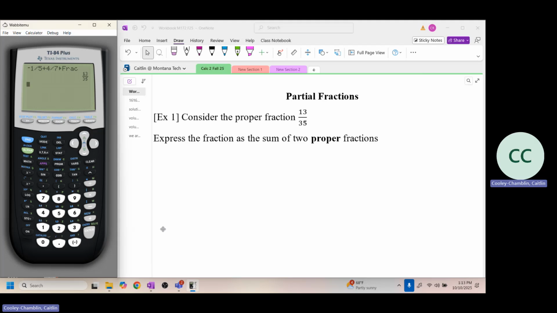Okay, so example 1 says consider the proper fraction 13 over 35, and it says express the fraction as a sum of two proper fractions. What in the world does that mean? That means I want you to give me two fractions with different denominators that add together to give me 13 over 35. So kind of going back to your algebra days, go ahead and pause the video and try this.